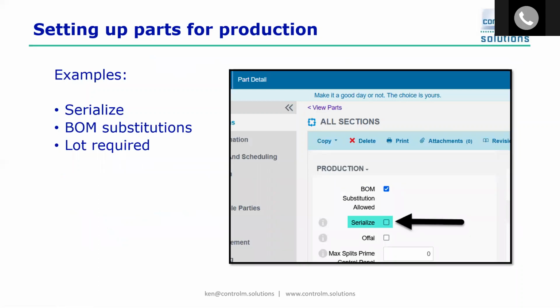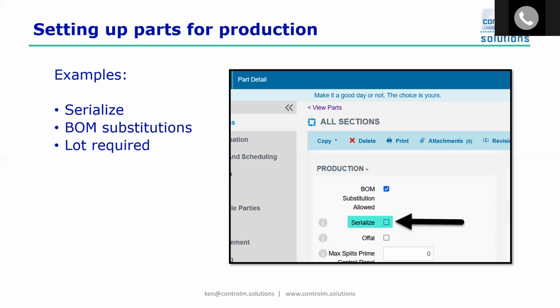So continuing on with setting up parts for production, this is just an example here, looking at a part detail screen. You can see that the serialized flag is turned on. It can be checked, and if we check that for that part, this part then becomes available when it's on the control panel to have a serialized number placed there, and either customer supplied or your own serialized sequence.